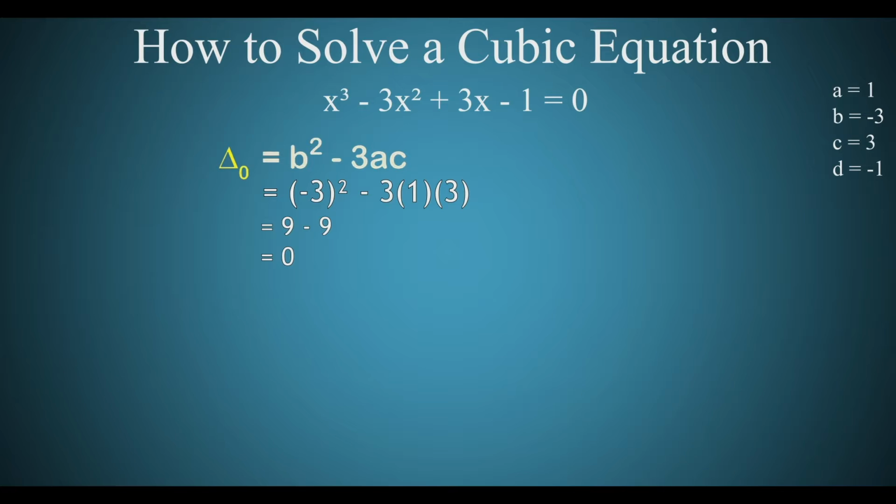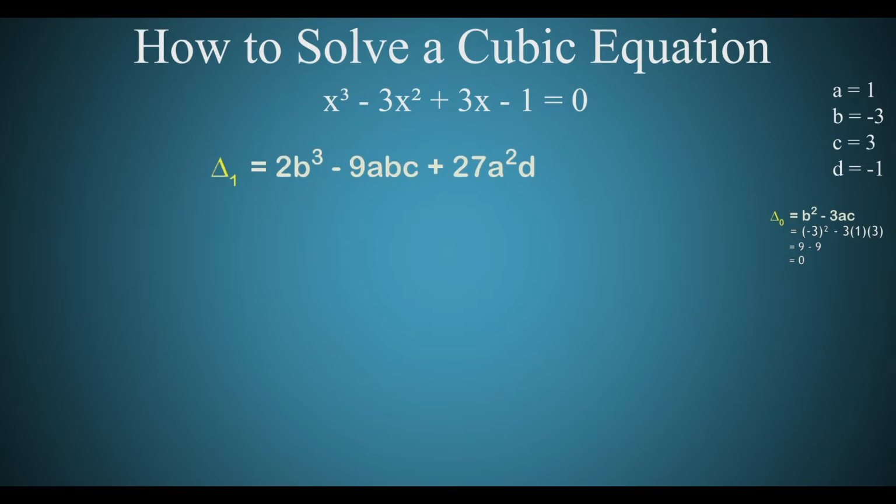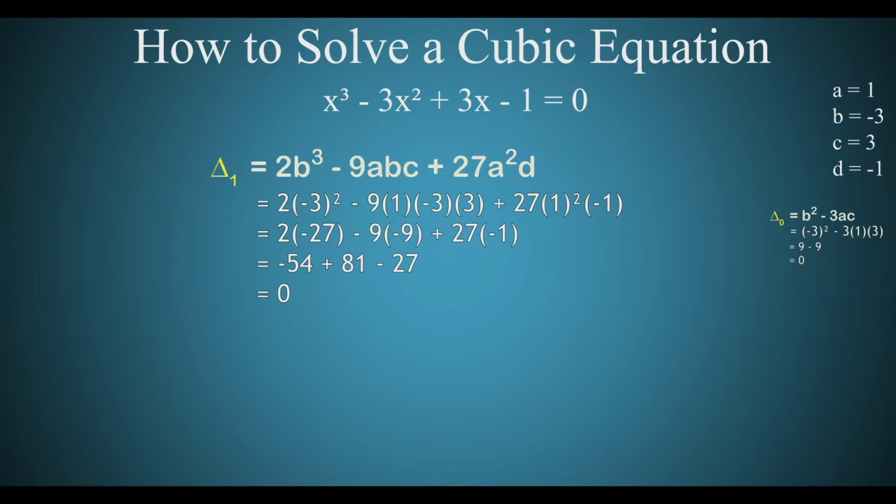Delta 1 is equal to 2b cubed minus 9abc plus 27a squared d, as mentioned previously. When you substitute all of the values in, it becomes 2 times minus 27 minus 9 times minus 9 plus 27 times negative 1, which all comes to negative 54 plus 81 minus 27, which is 0 again.